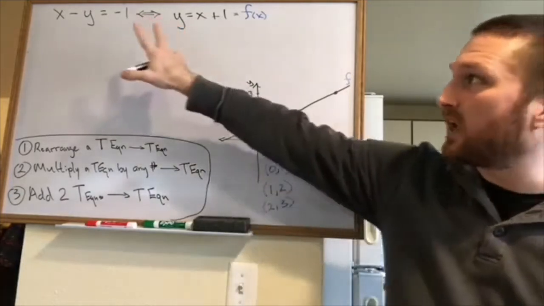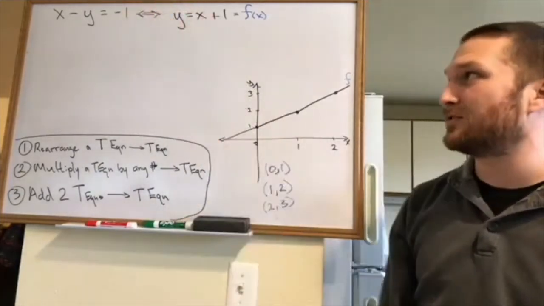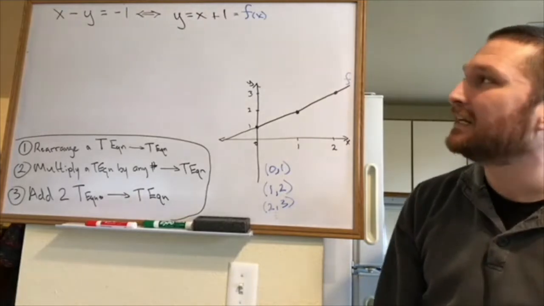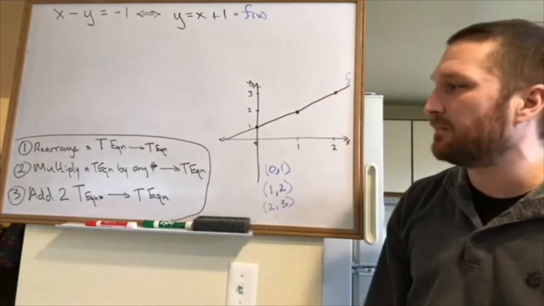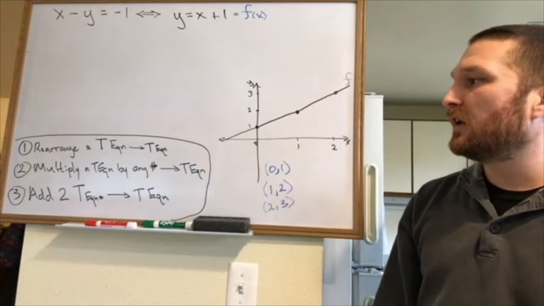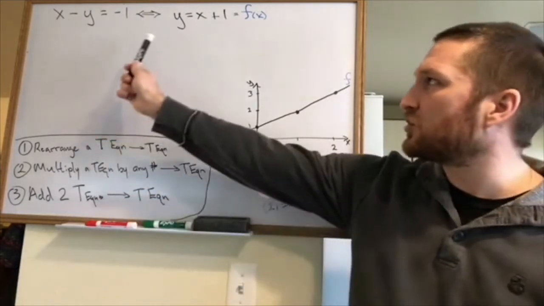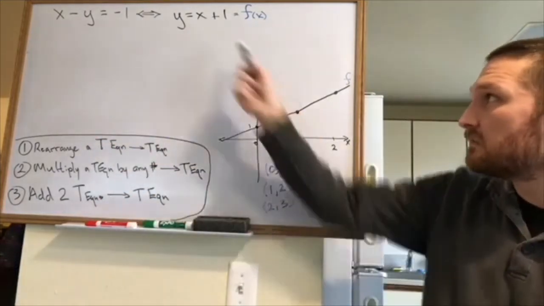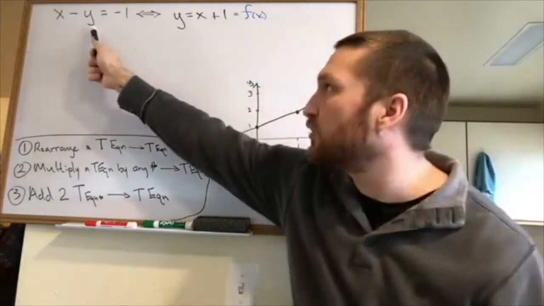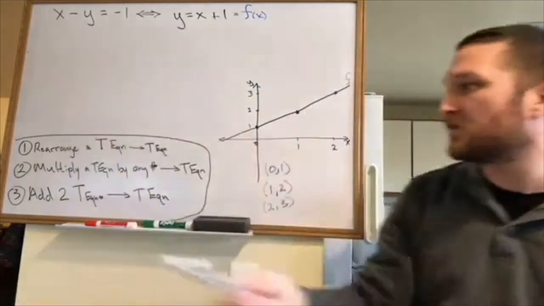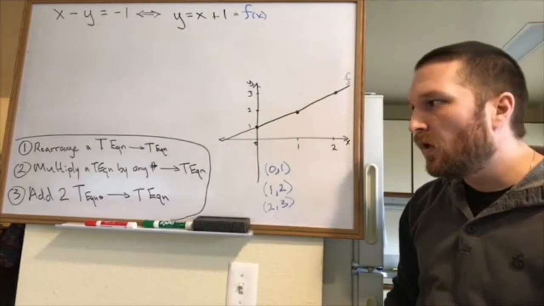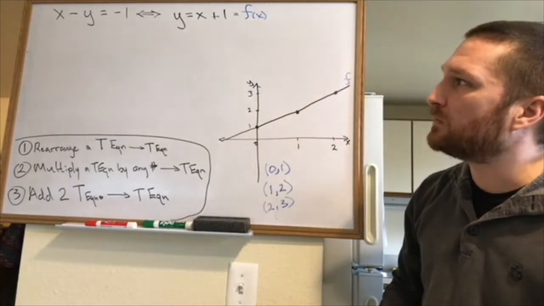Yeah. Okay, now subtract 1 from both sides. Is that going to change it? Well, no, it's not going to change it. It still means the exact same thing. So we could rearrange an equation, and as long as it's true at one of these points over here, then it's going to be true at the same point over there. So, okay. What about multiplying an equation by any number?